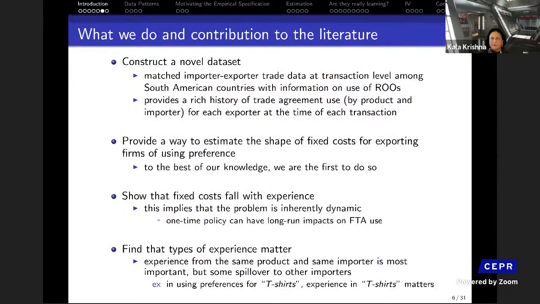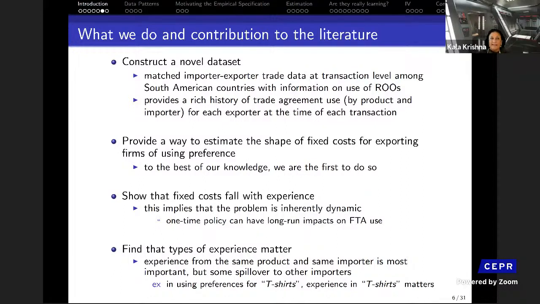So what do we do and what's our contribution to the literature? Well, first we construct this novel data set, and it's something we're planning to use in a lot more work. So I'll tell you at the end about what else we're planning to do. But basically, with the data that Christian had, we were able to get matched importer-exporter trade data at the transaction level among South American countries. And what's unique and what's very difficult to do here is that it has information on whether preferences are used or not.